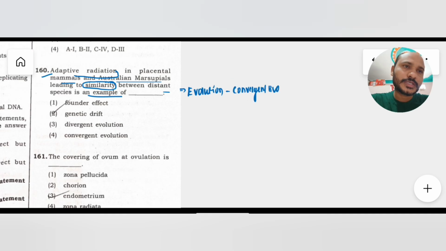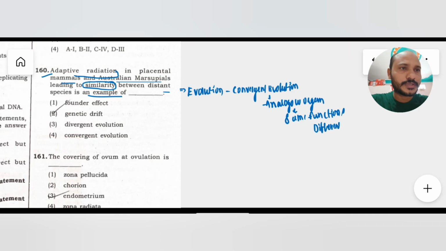So this convergent evolution is mainly led by analogous organs. Just now we discussed analogous organs. What is the meaning of analogous organs? These organs have the same function but different origin. Same function and different origin, so that leads to the formation of convergent evolution. So here, in convergent evolution, they are asking about adaptive radiation.